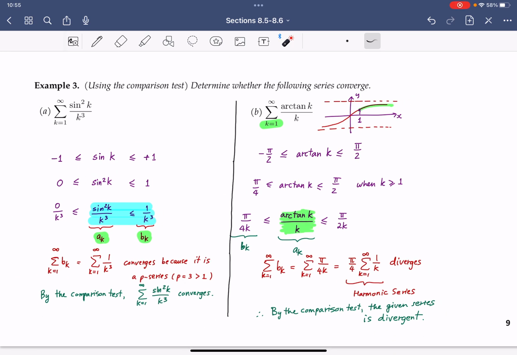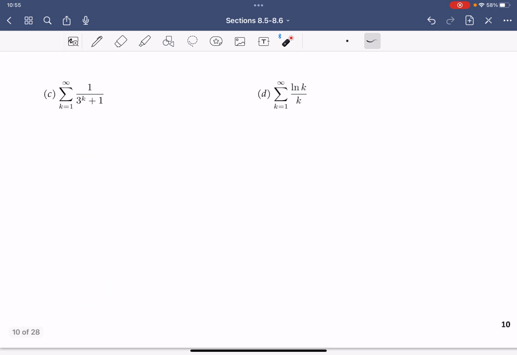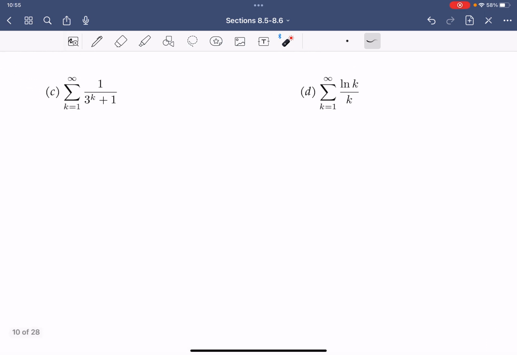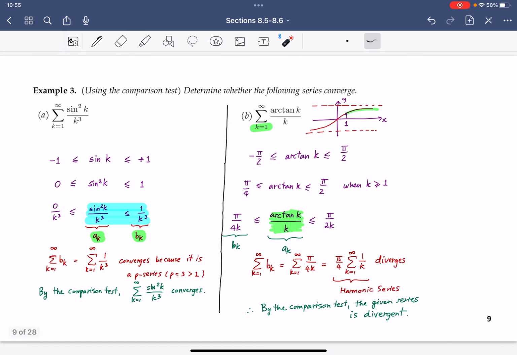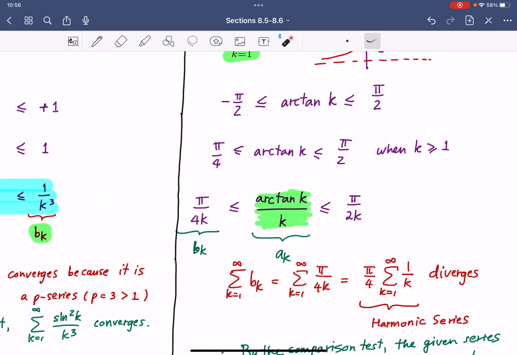All right. Let's do two more, and then you're gonna see more examples about the comparison test. Let's do part C here. It's important to make the right comparison. If we compare with b_k on the right side, it should be convergent to be conclusive, right?